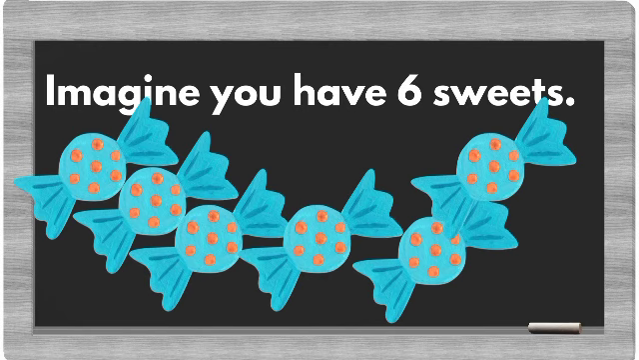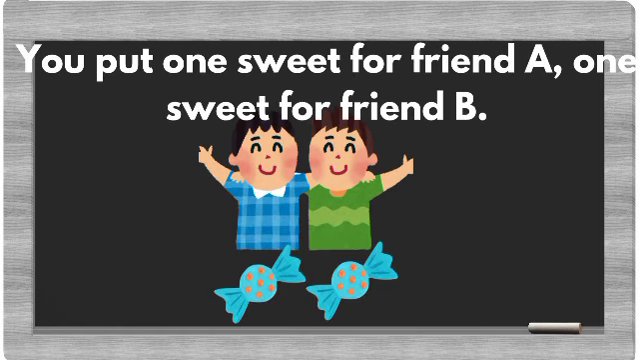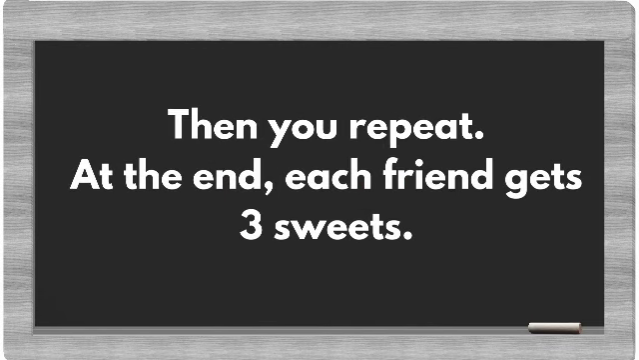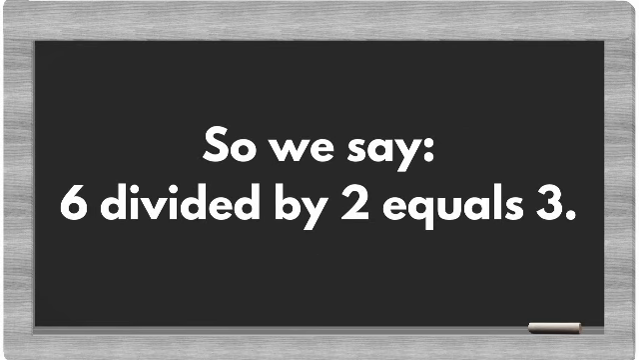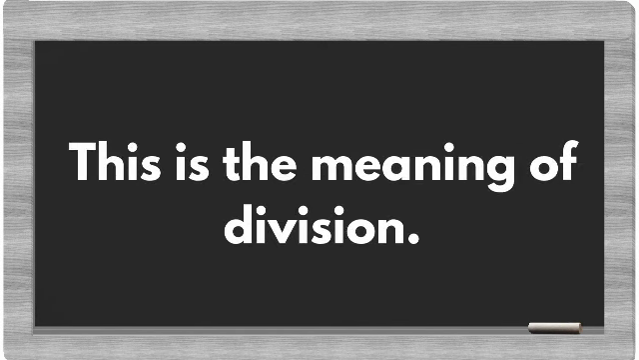Let me teach you with a simple story. Imagine you have 6 sweets. You want to share them equally between 2 friends. You put 1 sweet for friend A, 1 sweet for friend B. Then you repeat. At the end, each friend gets 3 sweets. So we say, 6 divided by 2 equals 3. Write it like this: 6 divided by 2 equals 3. This is the meaning of division.